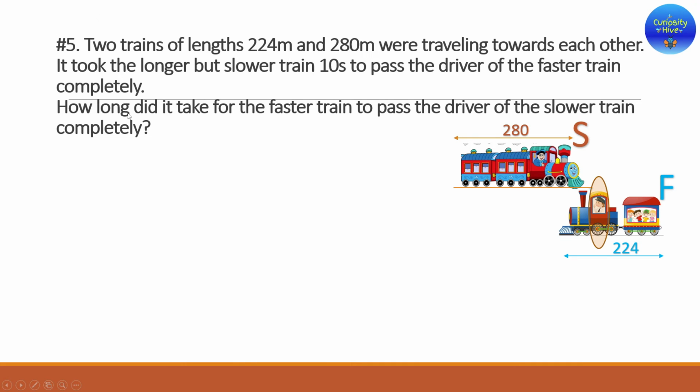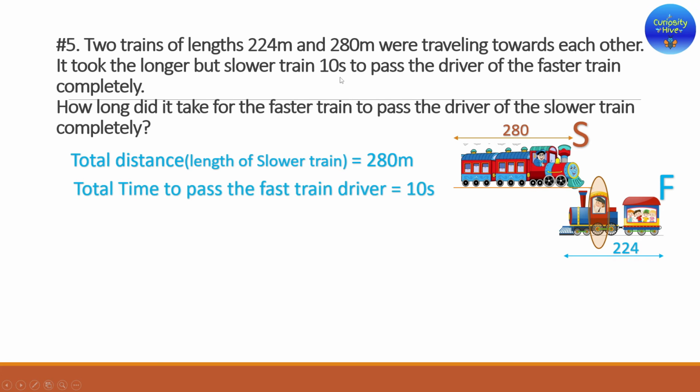And what they are asking us is, how long did it take for the faster train to pass the driver of the slower train? Now, in the first information given about passing the driver of the faster train, well, the total distance here would be the distance of the slower train. And this driver is just a single entity, so we would not have really any length or any distance for this. So the total distance would be just the length of the slower train, which is 280 meters.